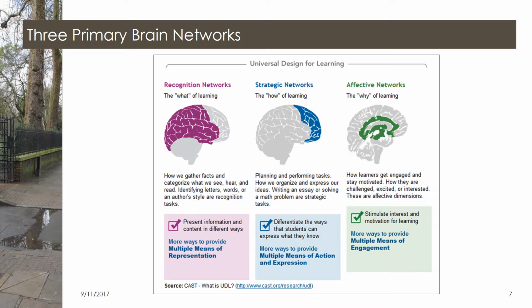Affective networks are the why of learning. This is how students get engaged and stay motivated. It is how they are challenged, excited, or are interested. These are affective dimensions. To address affective tasks, we stimulate interest and motivation for learning. This equates to multiple means of engagement.